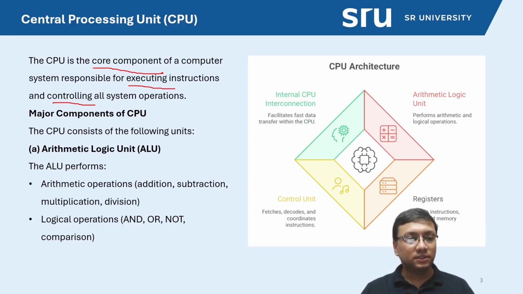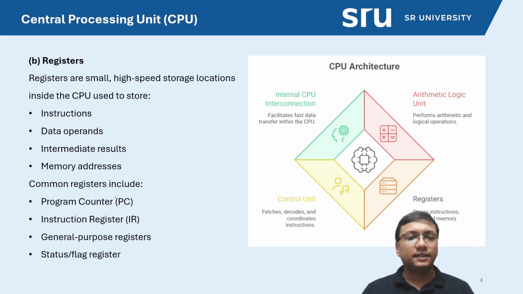Therefore the CPU has two major components. The first component is called the arithmetic and logic unit, that is ALU. This ALU performs arithmetic operations, meaning addition, subtraction, multiplication, division. These are all arithmetic operations. And what logical operations does it perform? It performs AND operation, OR operation, NOT operation, and comparison operation.